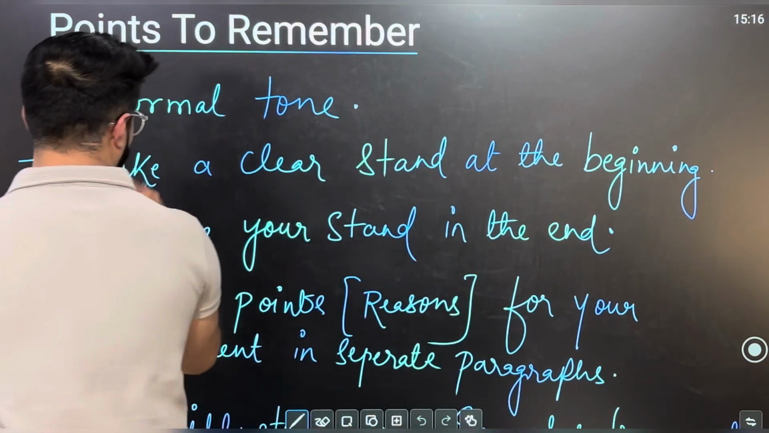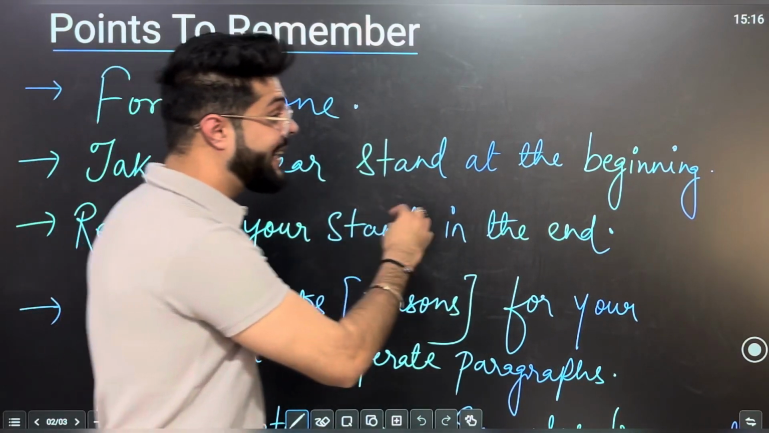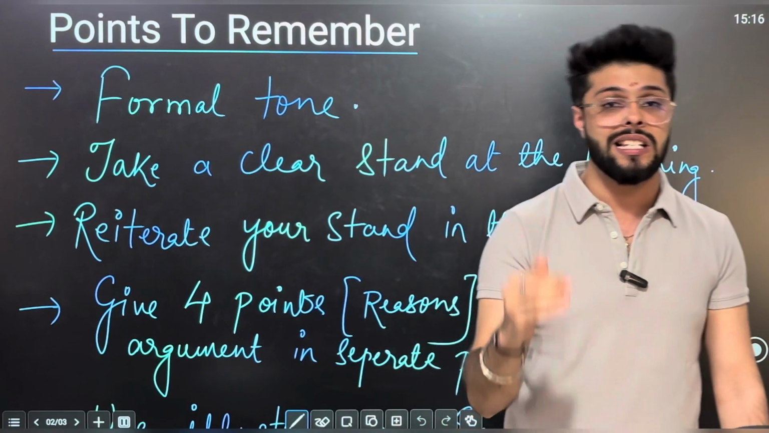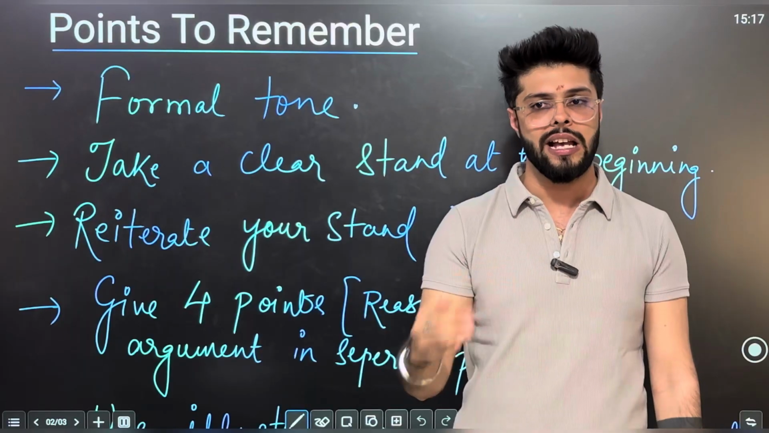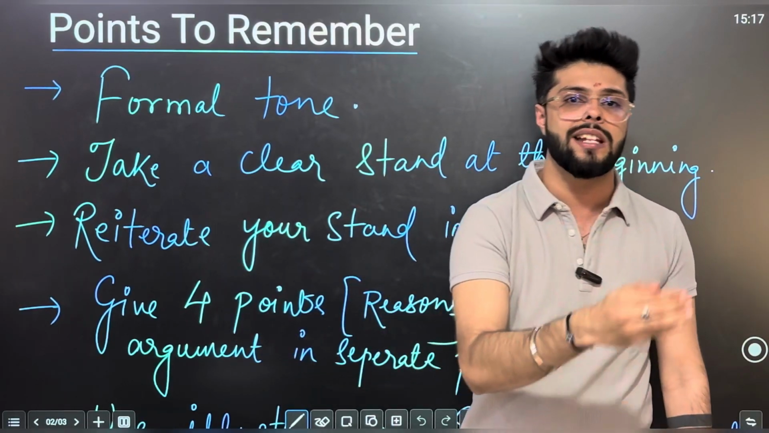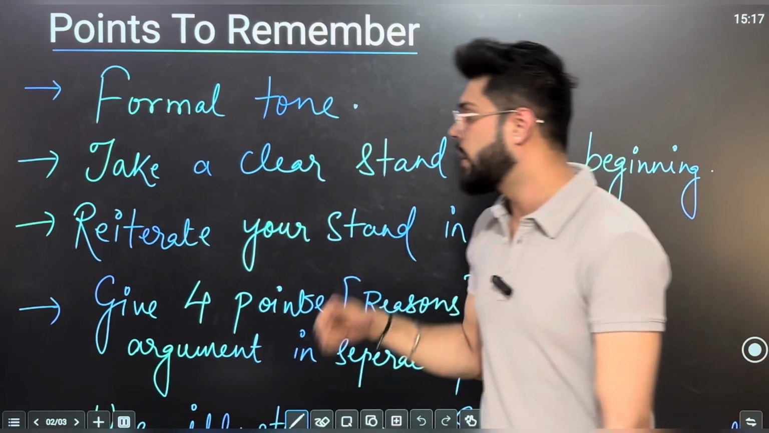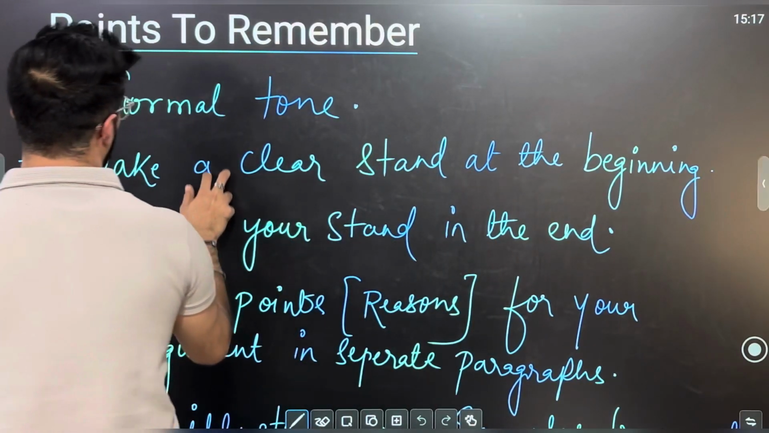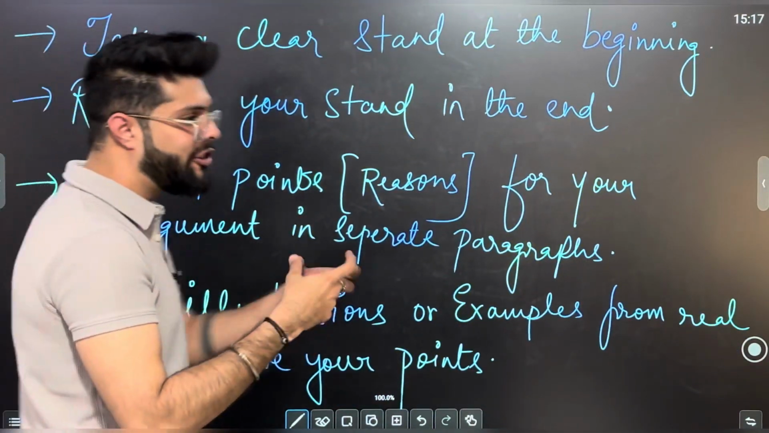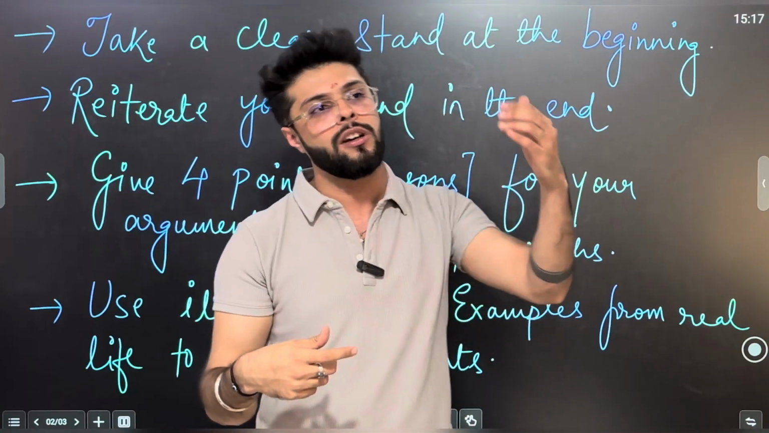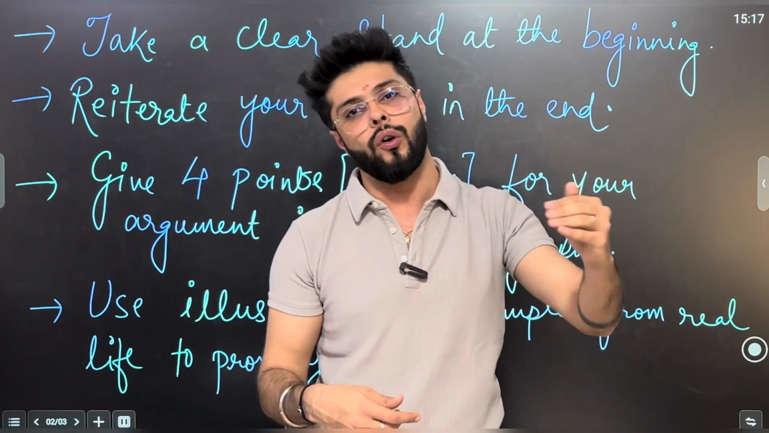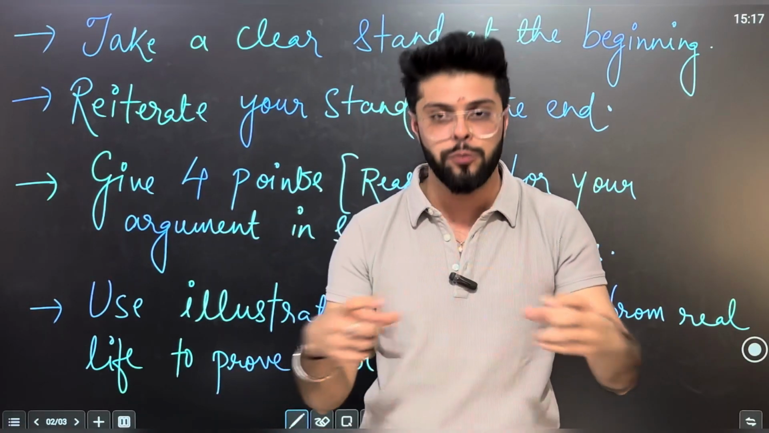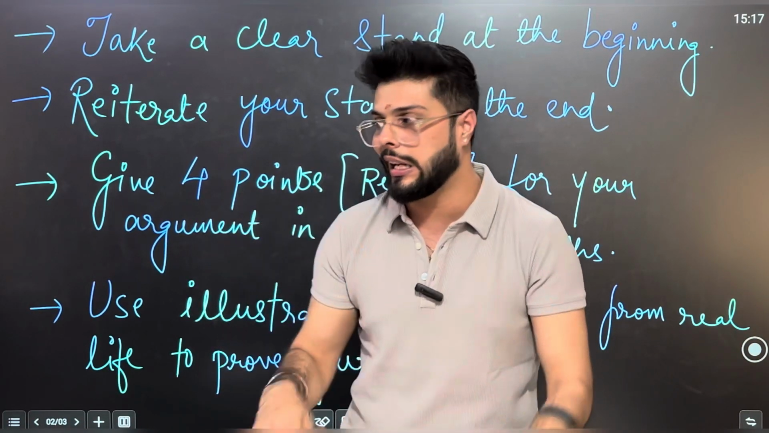Point number two, take a clear stand, as I mentioned, at the beginning of the essay itself. Give some introduction and then state, hereby I stand for the statement or against the statement as mentioned. And in the end, you have to give a relevant conclusion by reiterating the point: hereby, due to the following reasons, I strictly abide by for or against. Make sure that you provide a reiteration in the end.